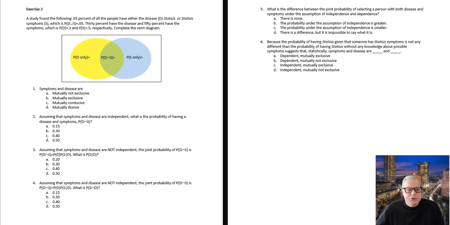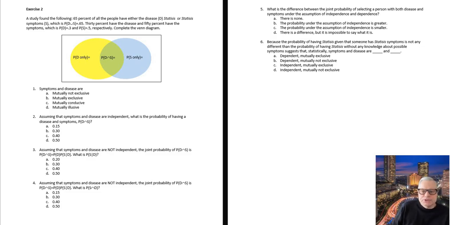Alright, so let's do a similar problem set. Now we have a study that found that 65% of all the people have either the disease, statitis, or statitis symptoms, which is the union of the disease and the symptoms being 65%. So the combination of the yellow and the blue bubble would assume 65% of that area. 30% have the disease and 50% have the symptoms.